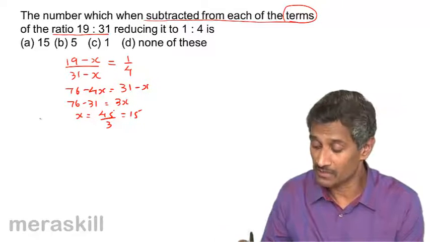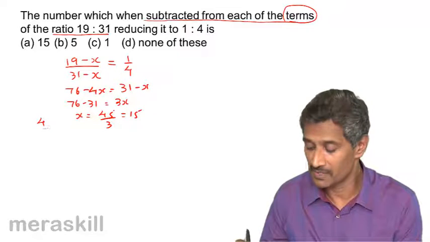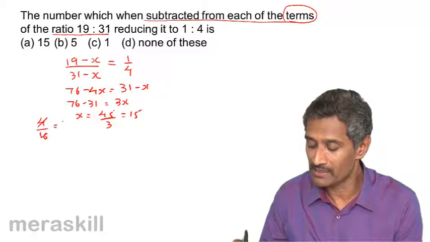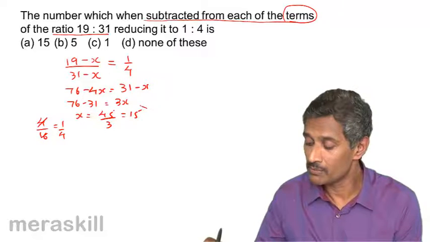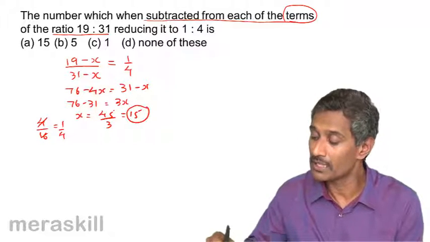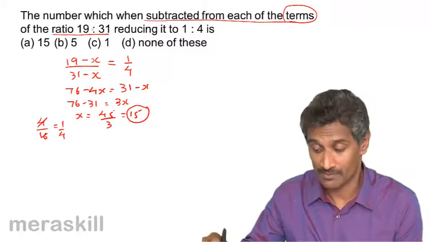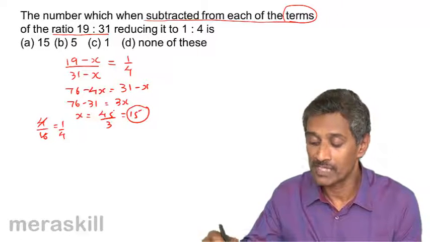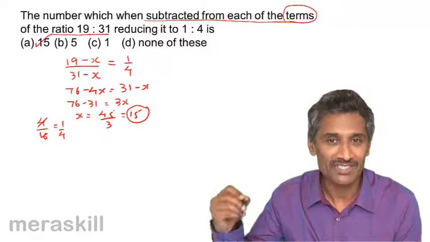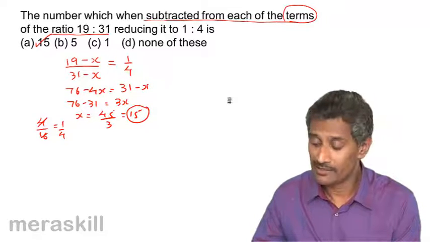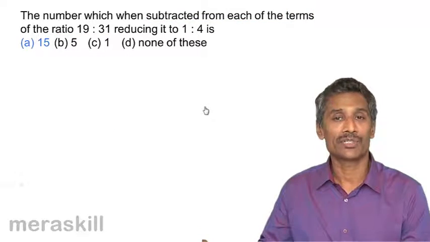19 minus 15 is 4. 31 minus 15 is 16. 4 by 16 is 1 by 4. So the number that is going to be subtracted from each of these terms is going to be 15. And the answer is going to be 15. Let's check. Yes, we have the answer as 15.